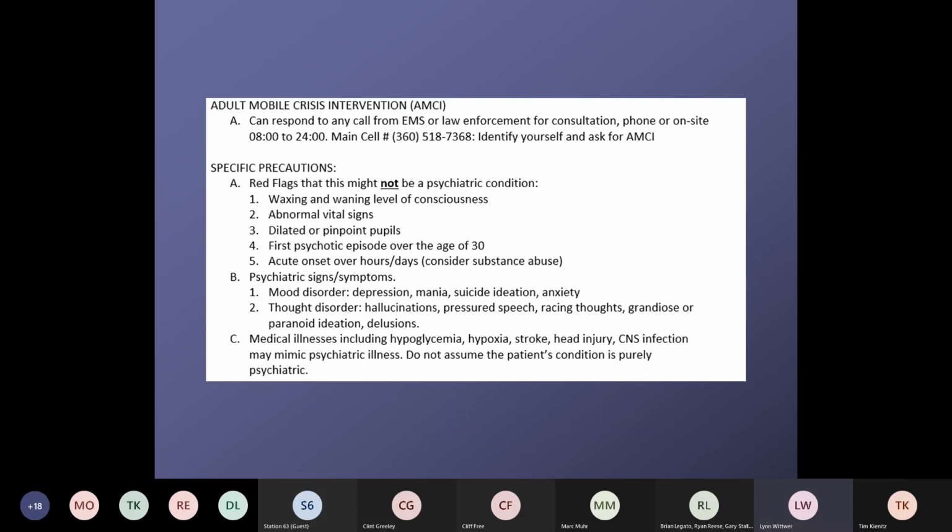Psychiatric signs and symptoms: mood disorders, depression, extreme mania. The person I talked to AMCI about yesterday was extremely manic. Suicidal ideation is a psychiatric sign. Extreme anxiety, thought disorders, hallucinations, pressured speech, racing thoughts, grandiose paranoid ideation, once again mania and delusions. Medical illnesses that you have to consider are hypoglycemia, hypoxia, stroke, head injury, CNS infection. Don't assume the patient's condition is purely psychiatric.